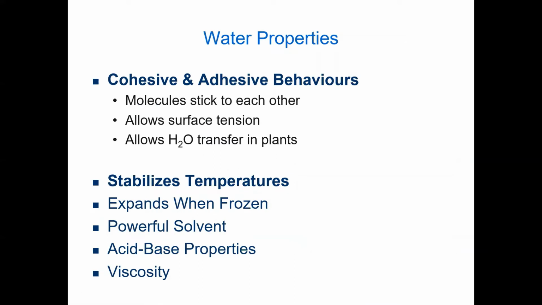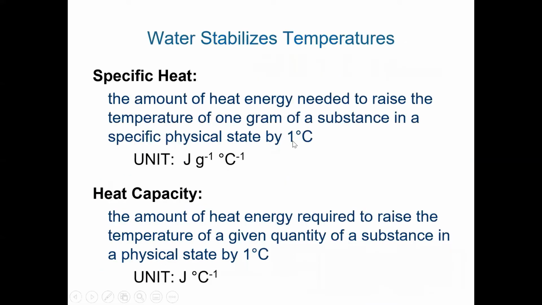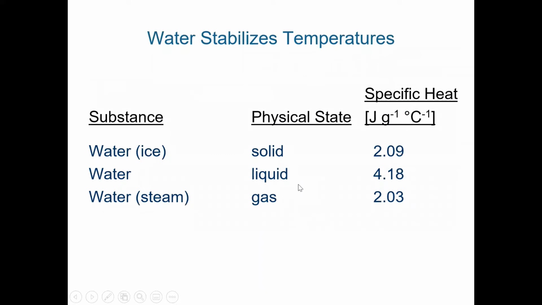Water also stabilizes temperatures. We can take a look at that in terms of chemistry. What we're talking about is that water has a relatively large specific heat. Specific heat really just means the amount of heat energy needed to raise 1 gram of water by 1 degree. It's actually a relatively large number compared to a lot of other chemicals out there. And liquid water in particular has a relatively high specific heat, which means it's really good as a coolant in a lot of industrial processes, but there's also a lot of biological phenomena that take advantage of this particular property of water.